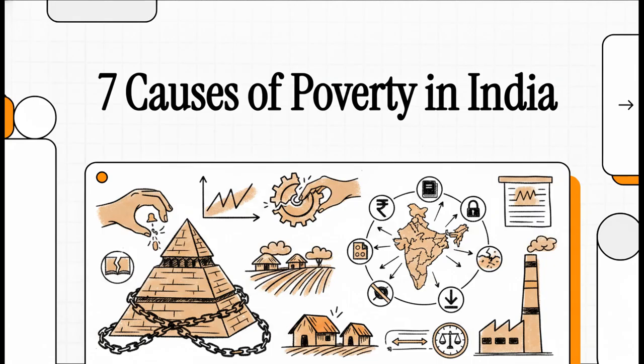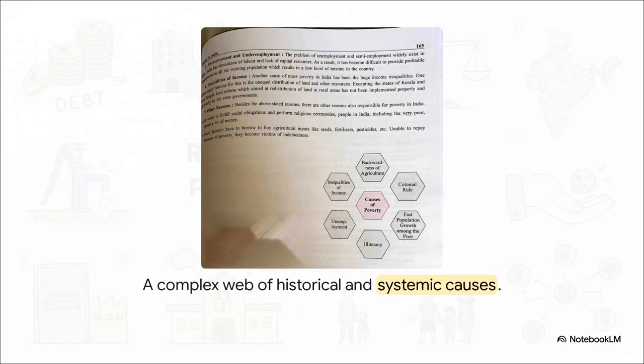So we're going to break down the 7 primary causes of poverty in India step by step to see exactly how historical exploitation, economic stagnation, and social structures have all intertwined over the years. Okay, let's dive right into this.